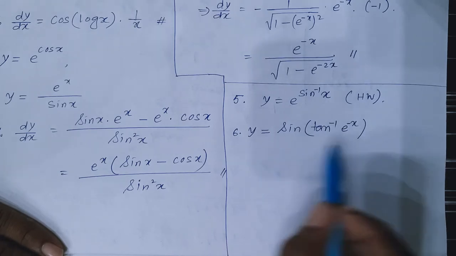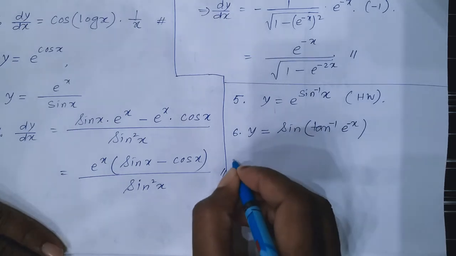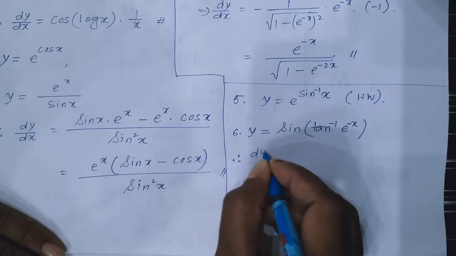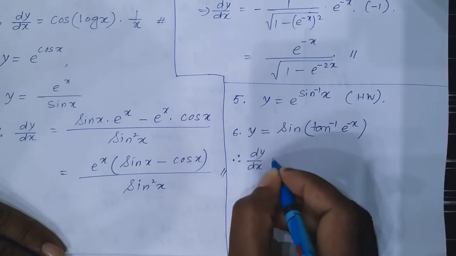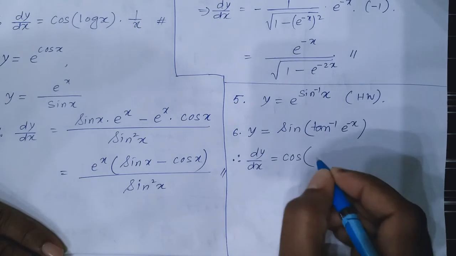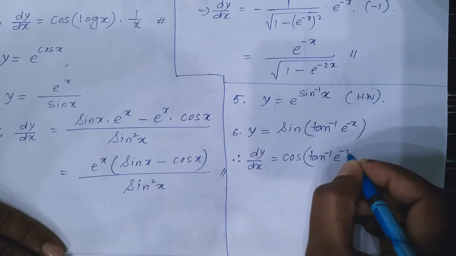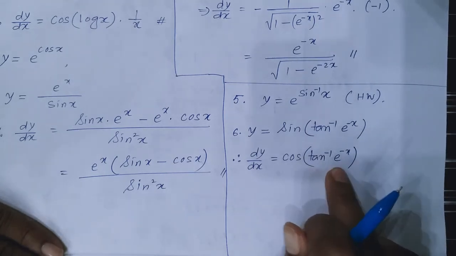Come to this question. y is equal to sine of tan inverse of e to the power minus x. So it is also very simple. Therefore dy/dx is equal to, what is this? So first the primary function is our sine, so the derivative will be cos. The inside term remains the same, tan inverse of e to the power minus x. So this is the derivative of sine only.